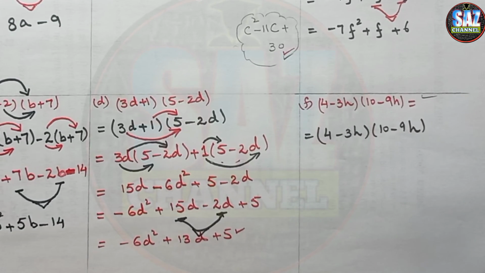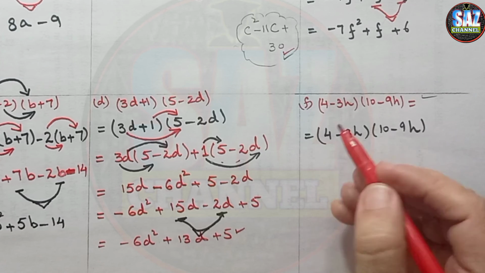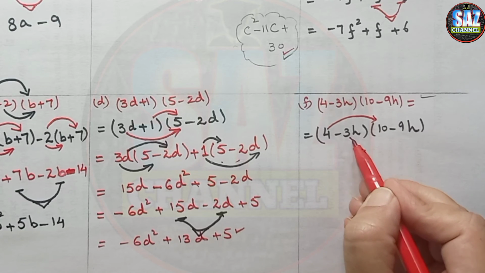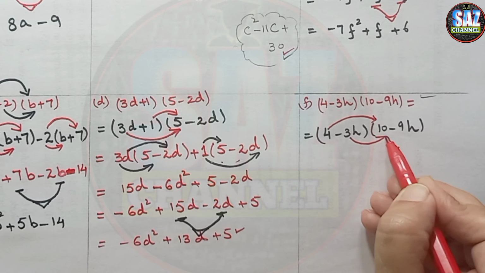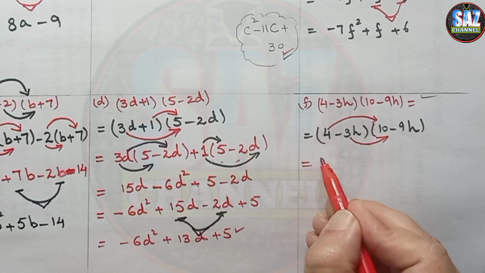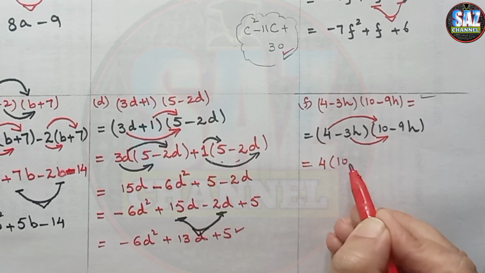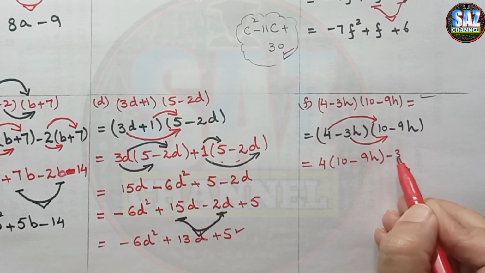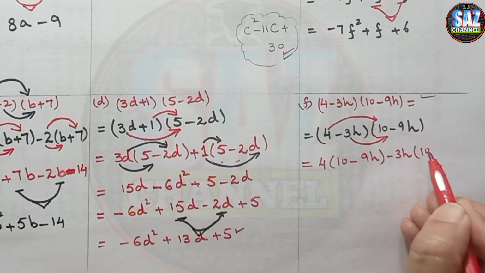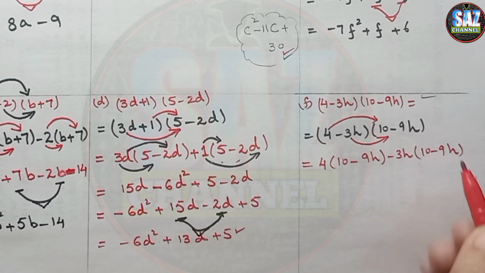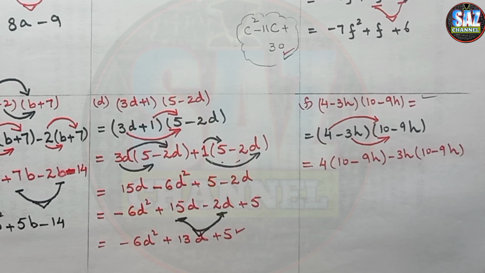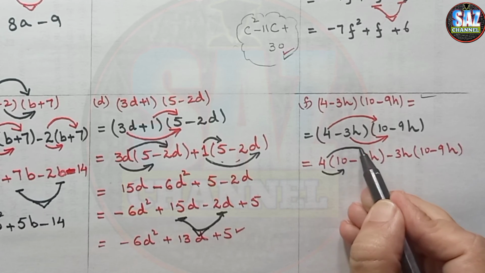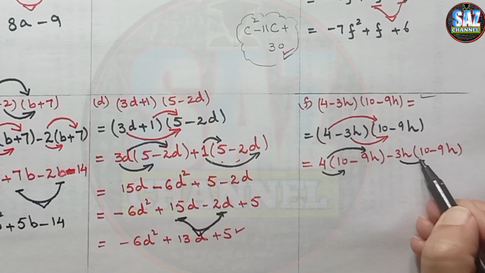Now apply distributive property carefully, and I have to multiply this first bracket with the second bracket completely, and the question will take the form 4 into 10 minus 9h minus 3h into 10 minus 9h. Okay, now again remove this bracket, and the question will take the form.